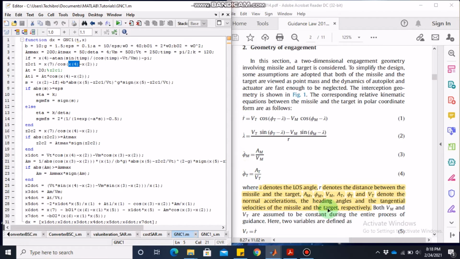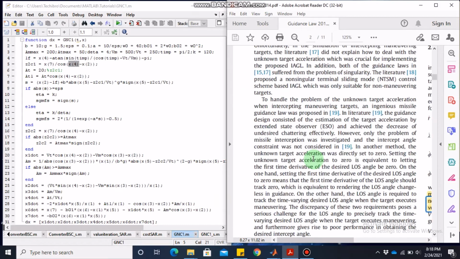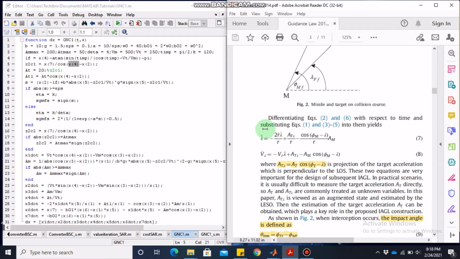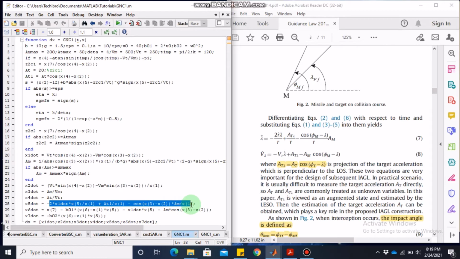Then since in the missile dynamical equations we have lambda double dot as well, lambda dot, the first derivative of lambda, is x5. So my fifth state is the first derivative of lambda. The derivative of x5 will be equal to lambda double dot, which is this equation, and this equation is the same as equation 7 in the paper.